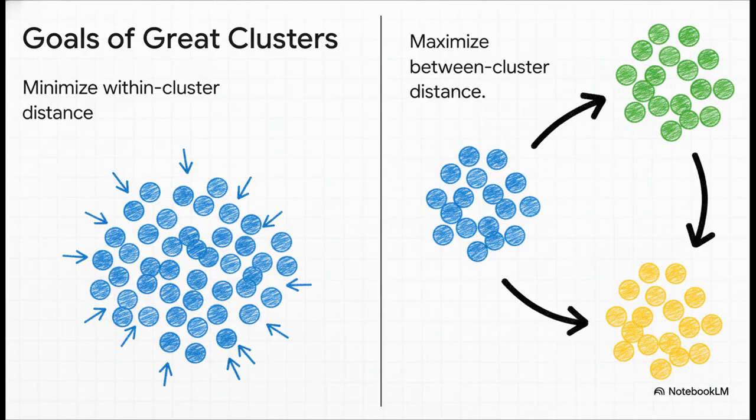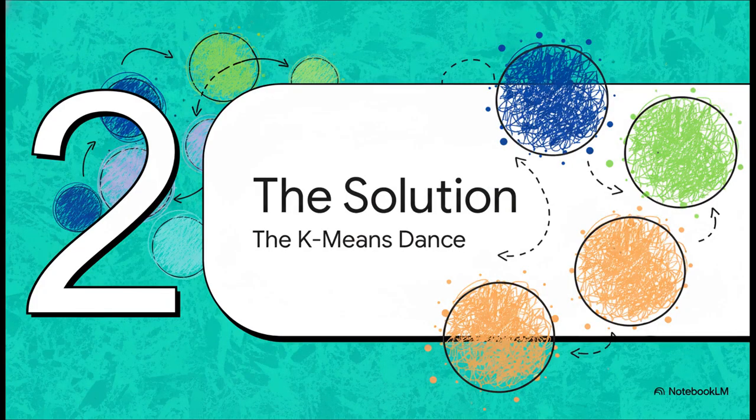And really, it all boils down to two key things. First, you want the points inside any one cluster to be packed together as tightly as possible. Think compact and dense. At the same time, you want those different clusters to be as far away from each other as they can be, making them really distinct and separate. So how do we actually do that? Well, one of the most famous methods is an algorithm that I like to call the K-means dance. It's a really intuitive, step-by-step process for finding these groups.